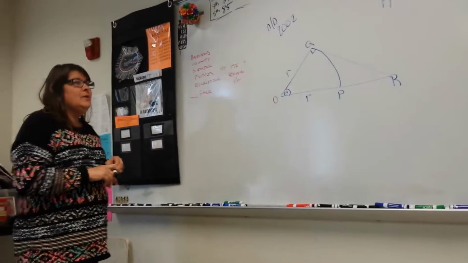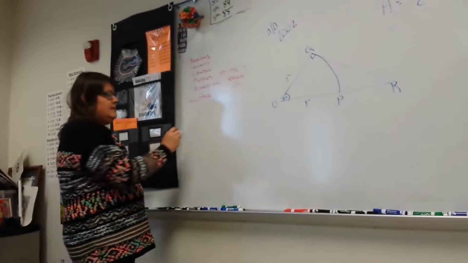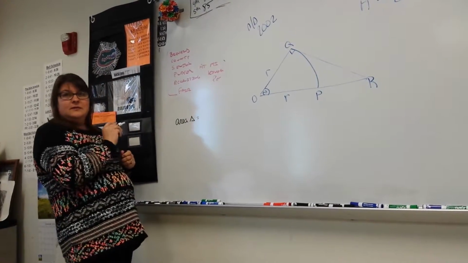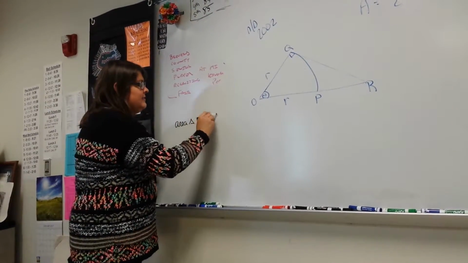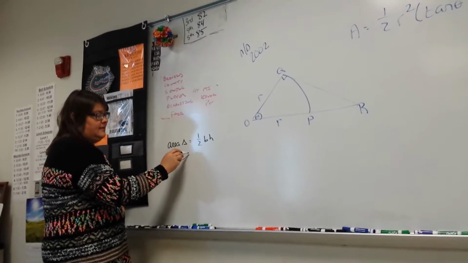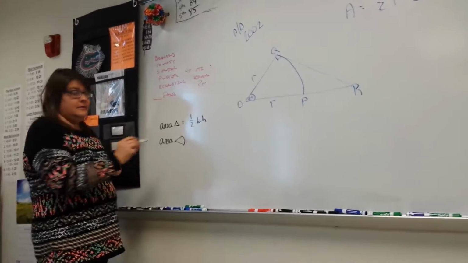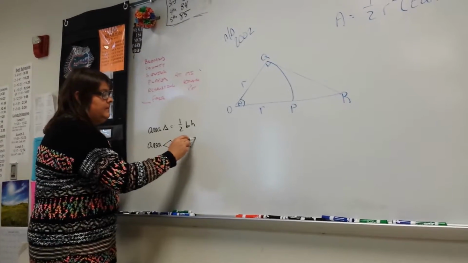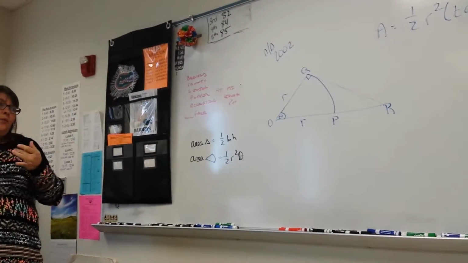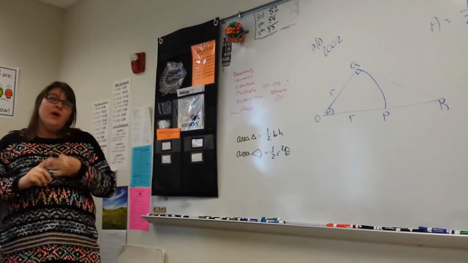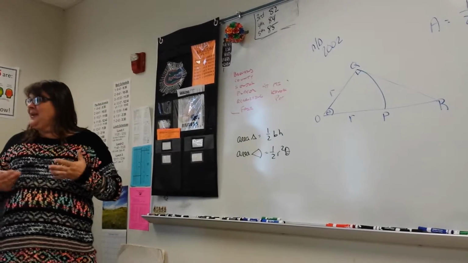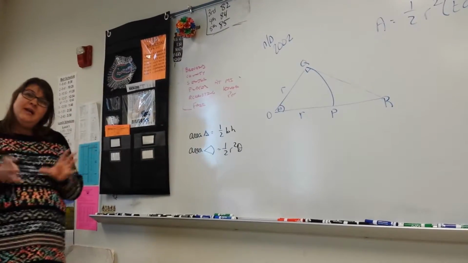So, how do we go about finding the area of a triangle? Tell me the formula. 1/2 base times height, and then what's the area of the piece of pizza? 1/2 R squared theta. Okay. So what we need to do is figure out what's the base, what's the height, what's the R, what's the theta. Everybody okay with what I just said? Those are the things we have to pull together.